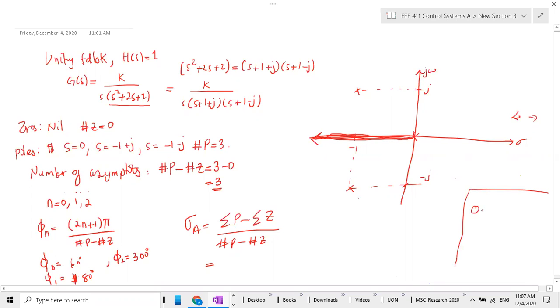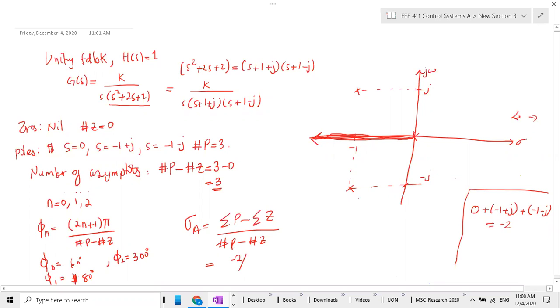So you have 0 plus minus 1 plus j plus minus 1 minus j. When you add this, you can see that this j and that j will cancel. So we have minus 2. We don't have any zeros, so it's just minus 2 minus 0. So we have minus 2.